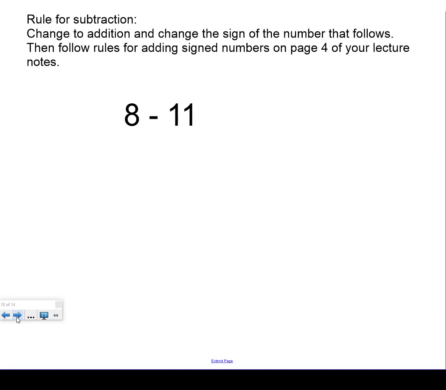All right, so now not every problem is an addition problem. So here is a subtraction problem. This one, when we're dealing with signed numbers, you should always use this rule. And this rule says that we're going to change the problem to addition, and we're going to change the sign of the number that follows. So when we read from left to right, that means we're going to change the sign and change the number that follows. So what this looks like is I have 8 plus, and then if this was a positive, right, subtraction problem, I'm going to change the sign, and I'm going to make this a negative 11.